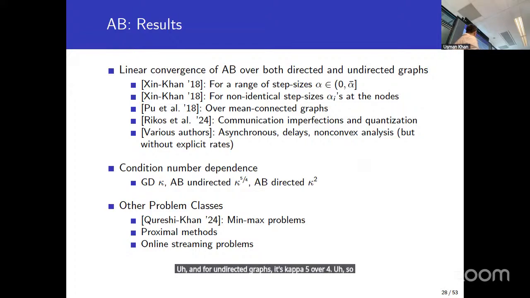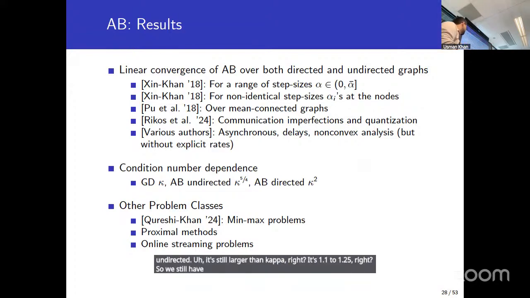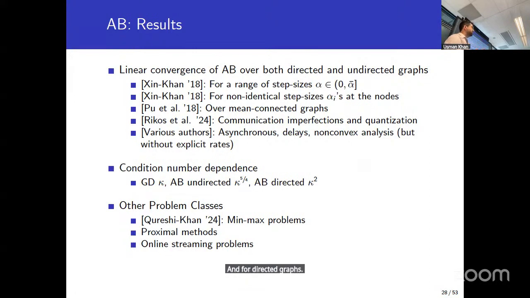So this is AB undirected. It's still larger than kappa, right? It's 1.1 to 1.25, right? So we still have some boundary to push. And for directed graphs, we have kappa squared. So we have not reached there.